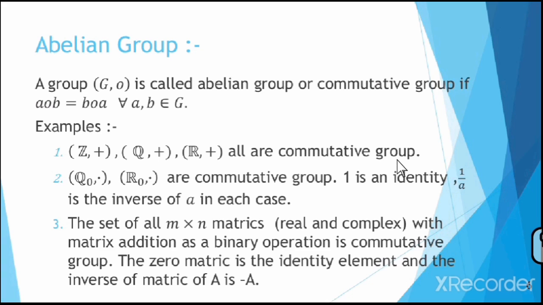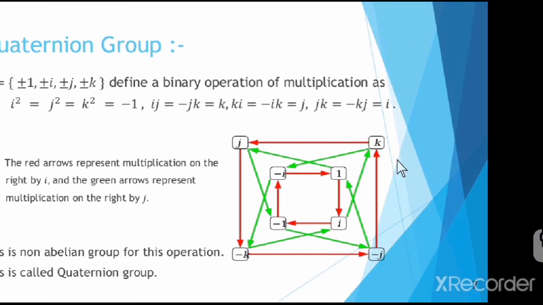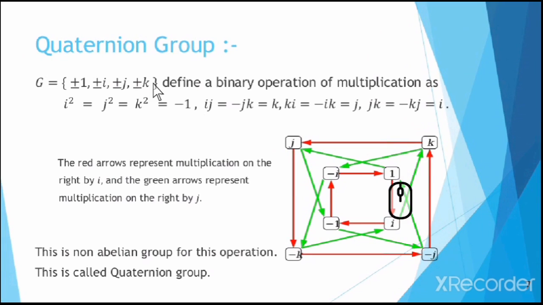So this is all easy. There is a matrix example you can do on your own. It is very easy. It forms a group, the inverse of A is minus A, and 0 is the identity. Now, the main thing is what the quaternion groups are. These groups play a very important role. Let us define the set G as plus 1, minus 1, I, minus I, J, minus J, K and minus K.